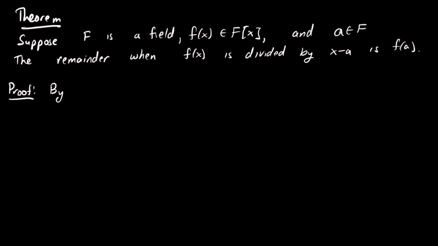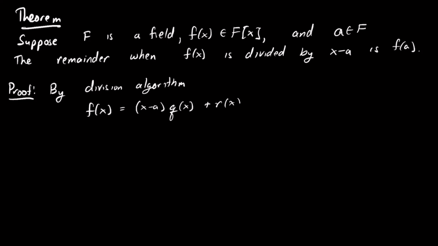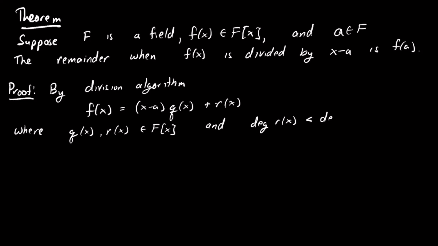Okay, well, the first thing I know is that by the division algorithm, I can write f of x as x minus a times some quotient plus some remainder. So I could write f of x as x minus a times q of x plus r of x, where I know that both q of x and r of x are elements of F bracket x. And in particular, I know that the degree of r of x is less than the degree of x minus a, or r of x is 0.